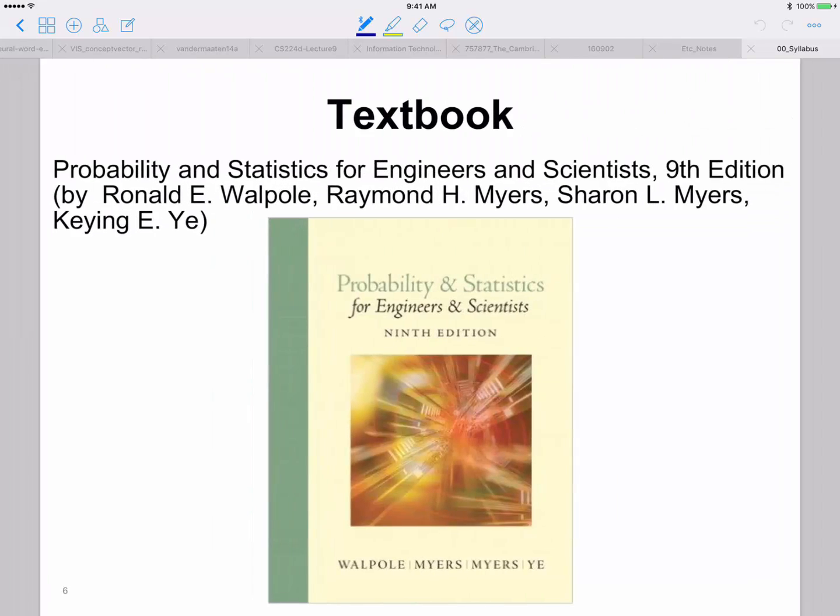And this is the textbook: Probability and Statistics for Engineers and Scientists, 9th edition by Ronald Walpole. I heard that this book is not available yet at the bookstore. But the publisher called me saying this book will be available by mid September. So you should be able to find this book in the bookstore within 2 weeks. Okay.